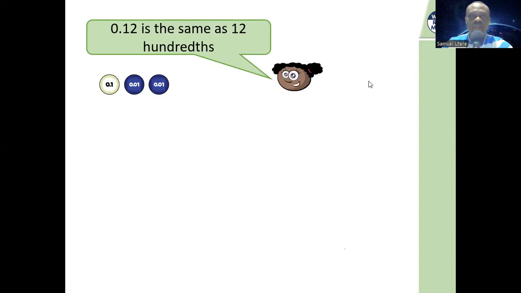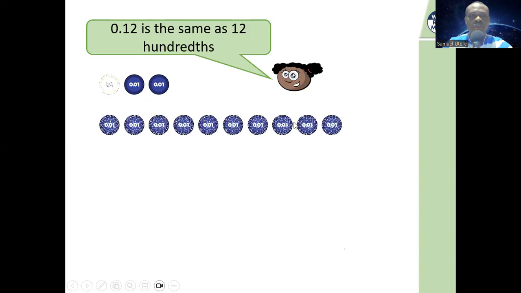Whitney says, here is another example. Whitney says that 0.12 is the same as 12 hundredths. Is she right? Have a think. Well, this is 0.12. In 0.12 we have 0.1 and we have 0.02. So we have 1 tenth and 2 hundredths.